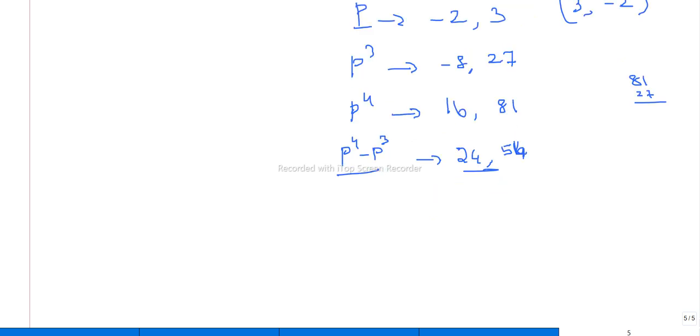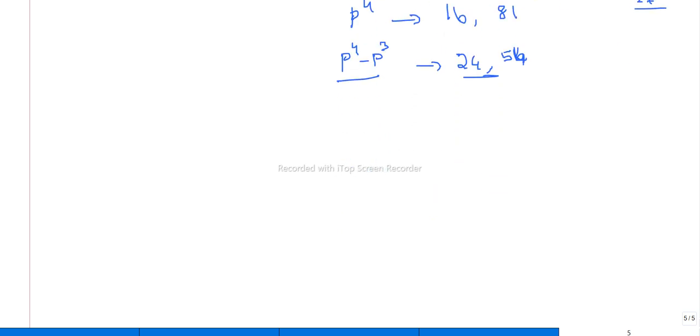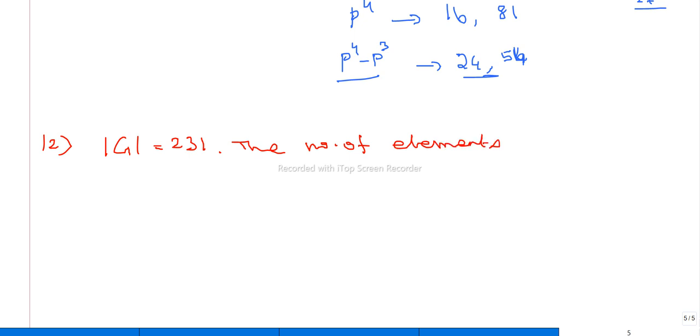Okay. The next question is from group theory, the 12th problem. I simply write the problem. Suppose G is a group. The order of the group is 231. The question is the number of elements of order 11. How many elements of order 11? The number of elements of order 11 in the group G is dash.